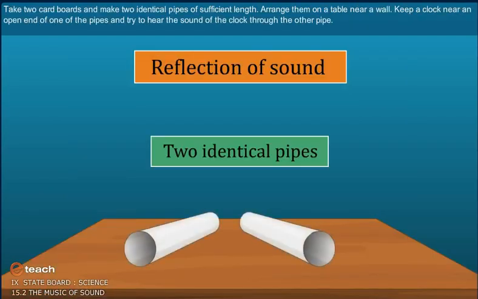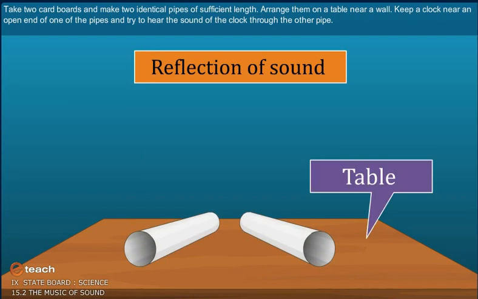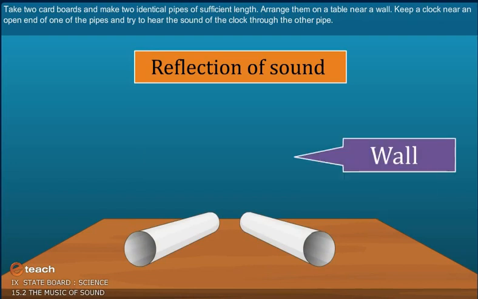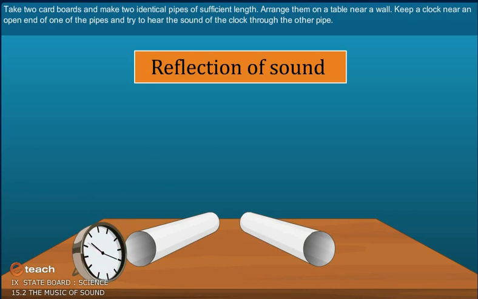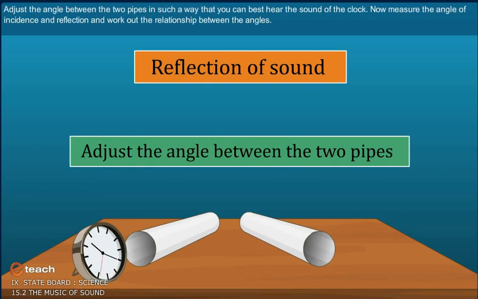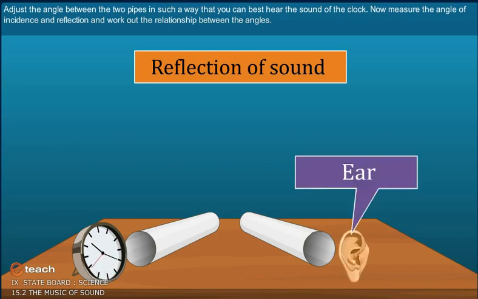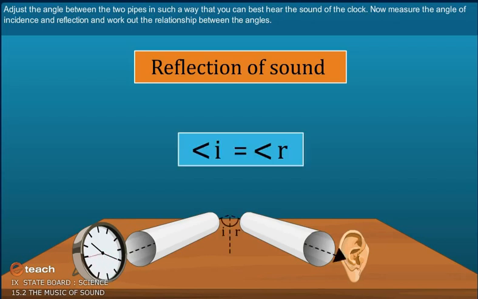Take 2 cardboards and make 2 identical pipes of sufficient length. Arrange them on a table near a wall. Keep a clock near an open end of one of the pipes and try to hear the sound of the clock through the other pipe. Now adjust the angle between the 2 pipes in such a way that you can best hear the sound of the clock. Now measure the angle of incidence and reflection and work out the relationship between the angles.